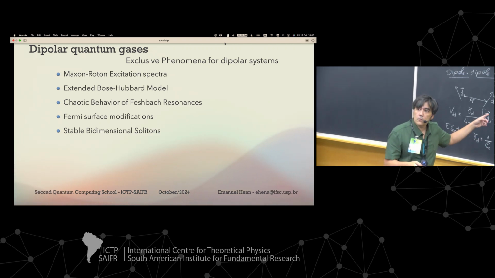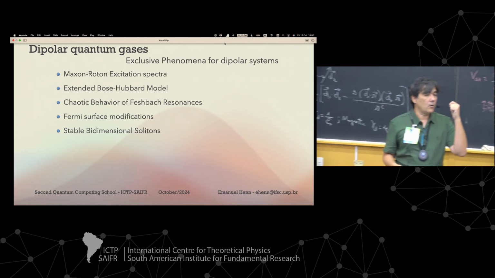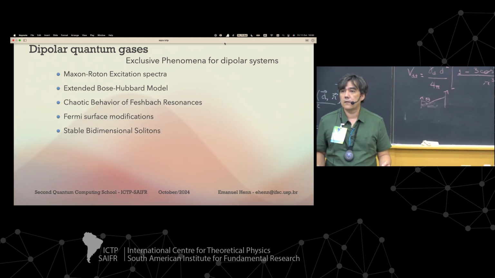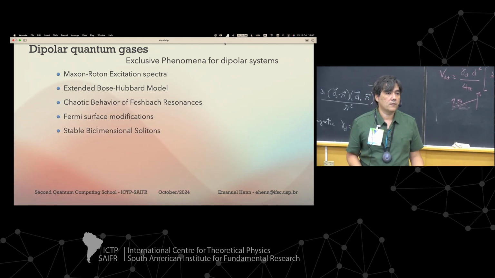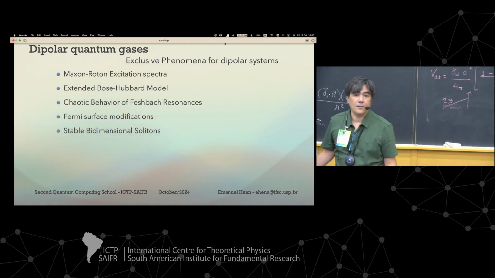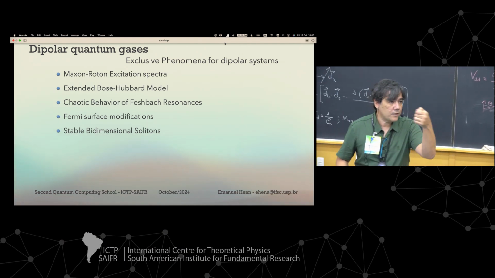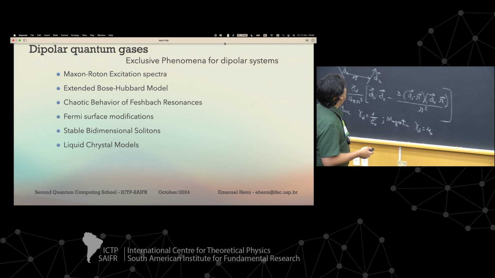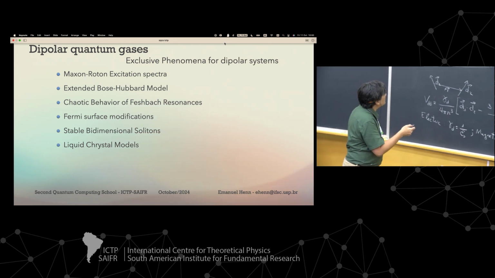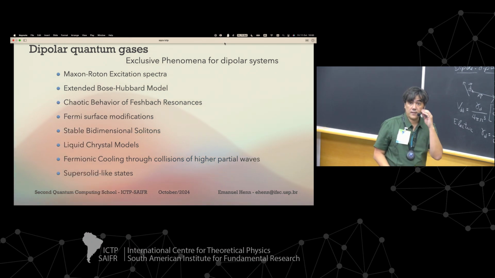Solitons, I told you yesterday or the day before that solitons in BECs only exist in 1D. They are only stable in 1D. When you have dipole-dipole interactions, they are stable in 2D. They are stable in 2 dimensions, mathematically. So you can explore liquid crystal models, and you can have some things like supersolid-like states.